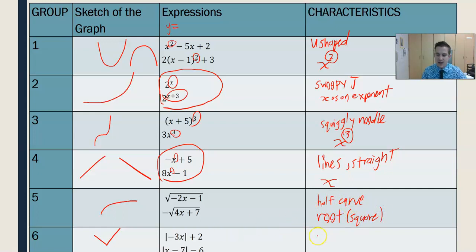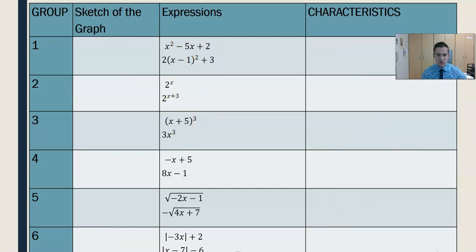And down here, I have a bunch of v's. These are v functions, and they all have these absolute value bars. So this is the way that we're going to organize these different types of functions. Okay, so let me move on. We're going to talk about what to call these different types of functions.